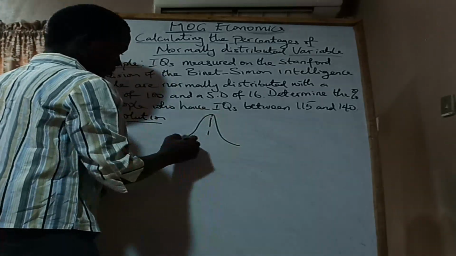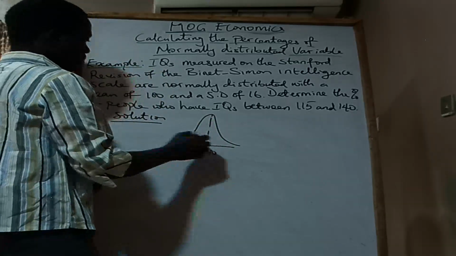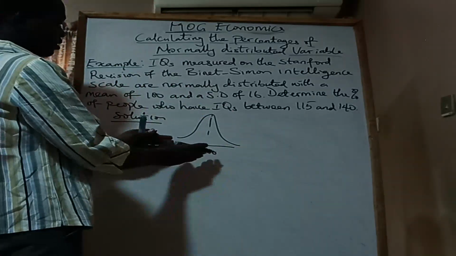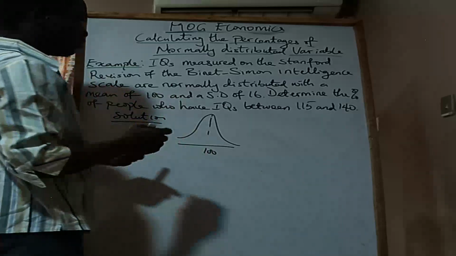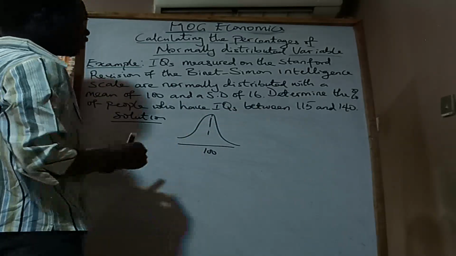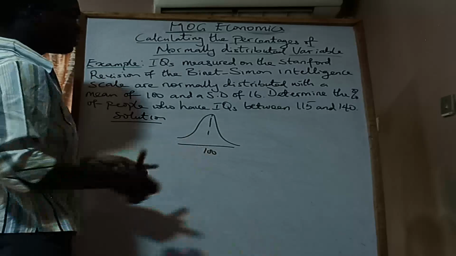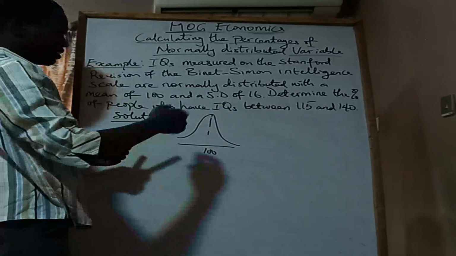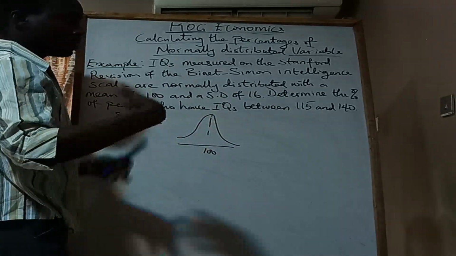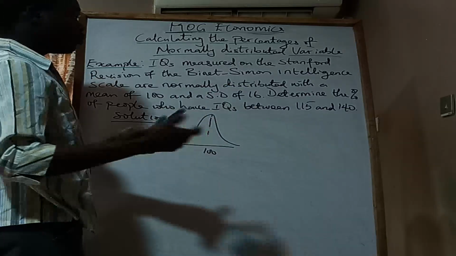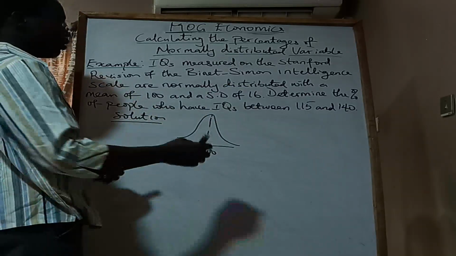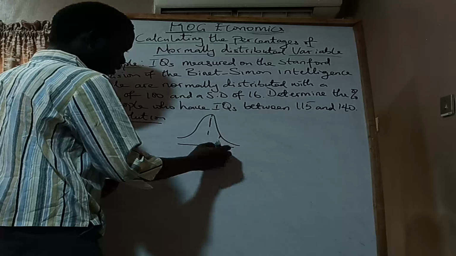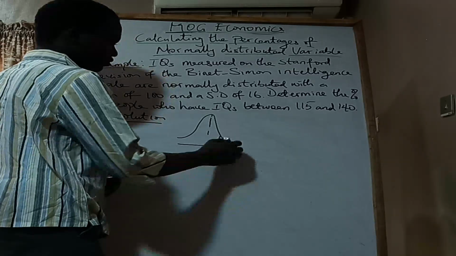There's a mean of 100 and standard deviation of 16. The question says we should look for the percentage of people who have IQ between 115 and 140. If you remember standard deviation, to this side these are positive numbers, so you have 100 plus 16, 116, plus 16, but we don't have to do all of that. We just pick a value for 115 and a value for 140.